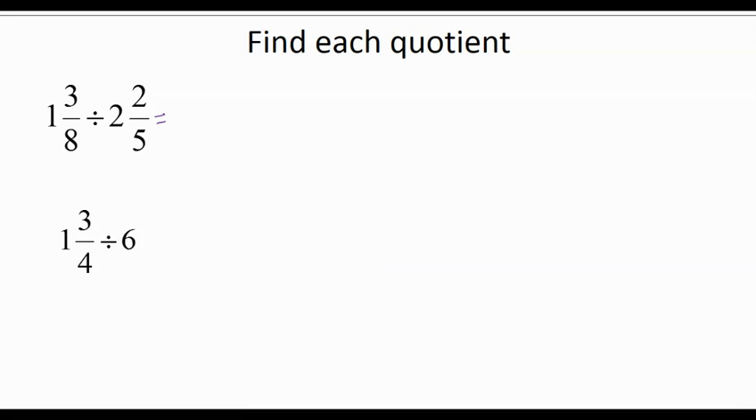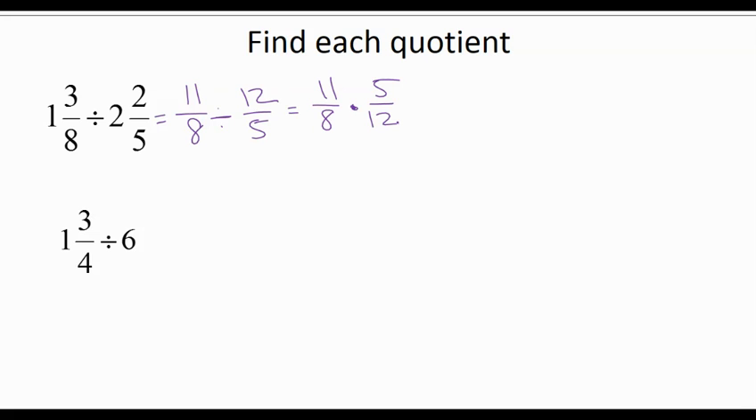So 1 3/8, that would be 8 times 1 is 8 plus 3 is 11. So that'd be 11/8. I'm still going to leave this as division. I haven't changed anything yet. 5 times 2 is 10 plus 2 is 12. That'll be 12/5. Now I'm going to flip it and multiply. So now it becomes 11/8 times 5/12. So I flip that fraction and now I'm going to multiply.